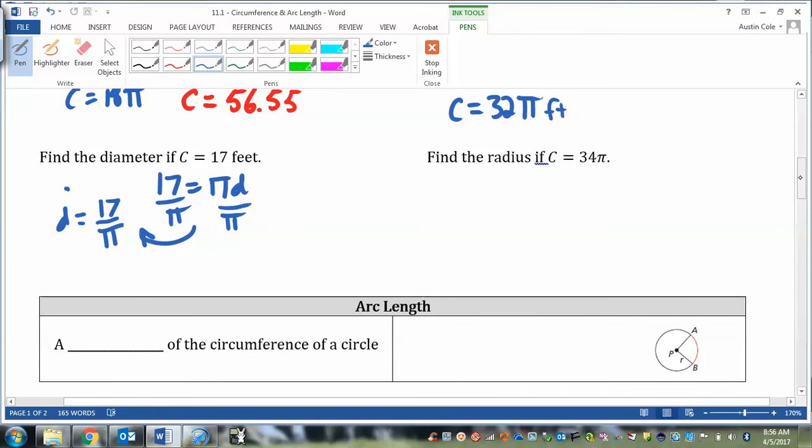How about an approximation? Does anybody have that? 5.41. Awesome. And what's our units here? Feet. 5.41 feet.